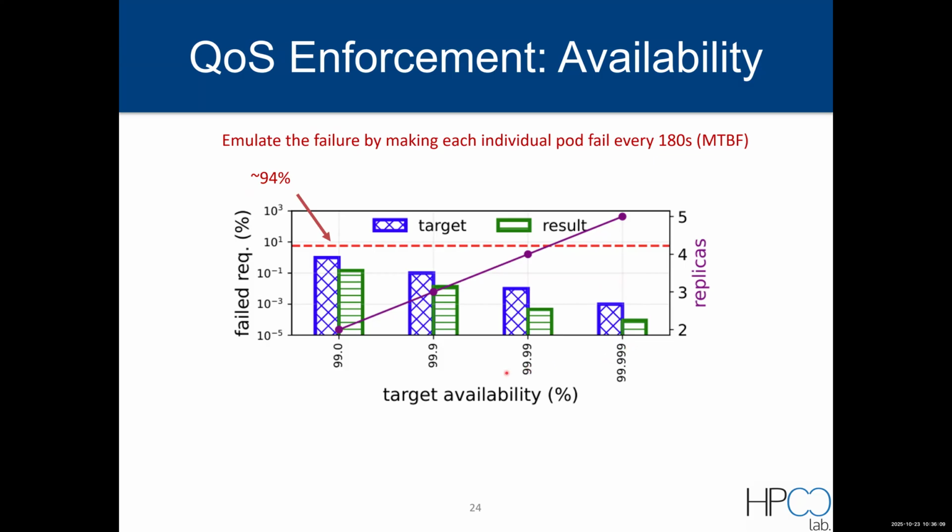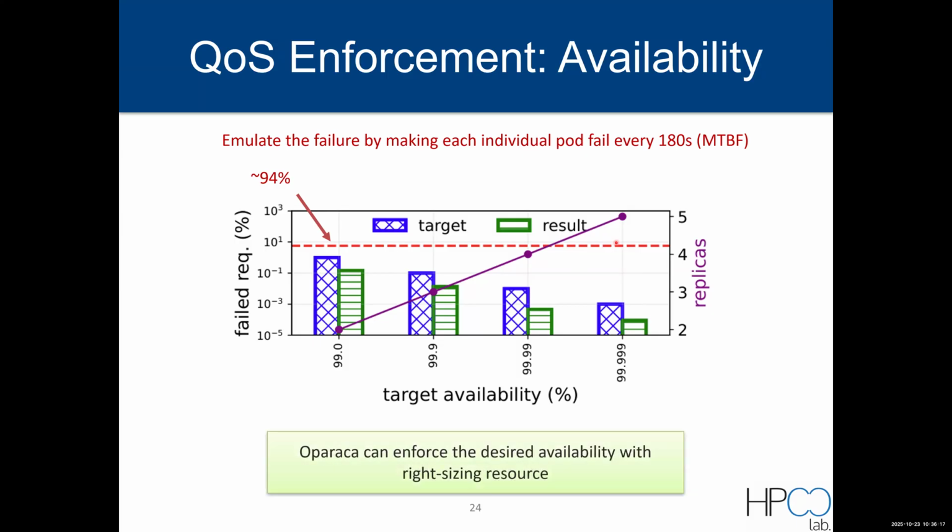So we can see that the result is always a bit lower, and the replica is scaling linearly. So we can see that the system can enforce the availability with the least resource. If you do it by hand, you need to do a lot of experiments to see, okay, this is exactly the least amount of resource that you need.